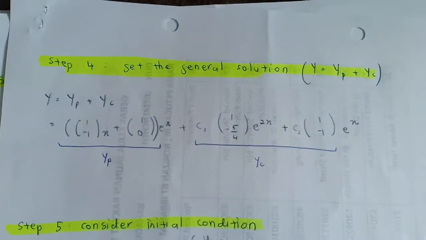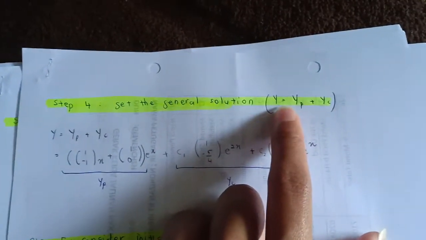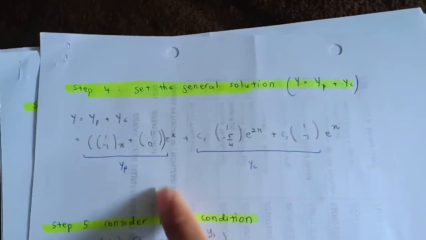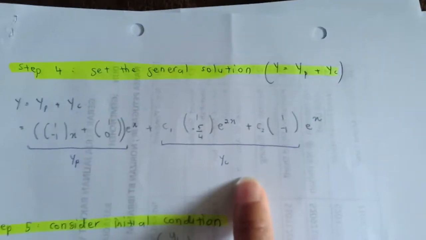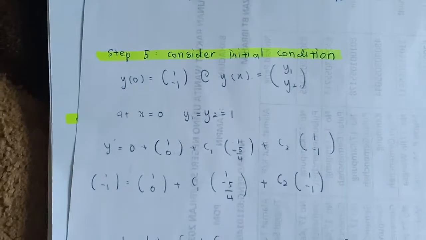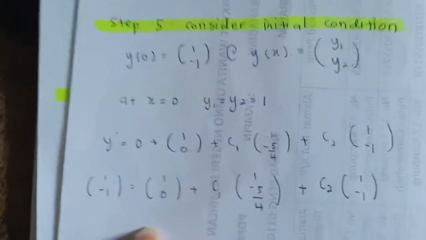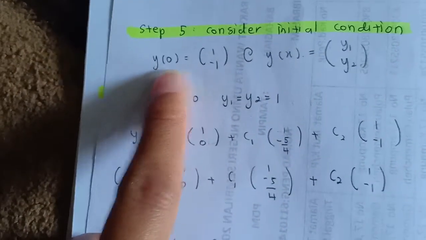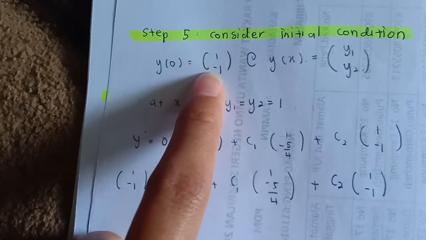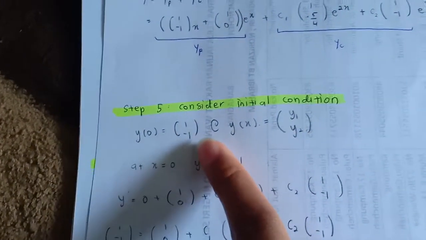Okay, we just proceed to step 4. We get the general solution by y equal to yp plus yc. Okay, we just combine the yp that we get from the second part and yc that we get from the first part, and we get our general solution. Okay, since there is an initial condition given in the question, this is our initial condition given, y(0) equal to (1, negative 1). We can read it as this: x is 0, and (y1, y2) is (1, negative 1).